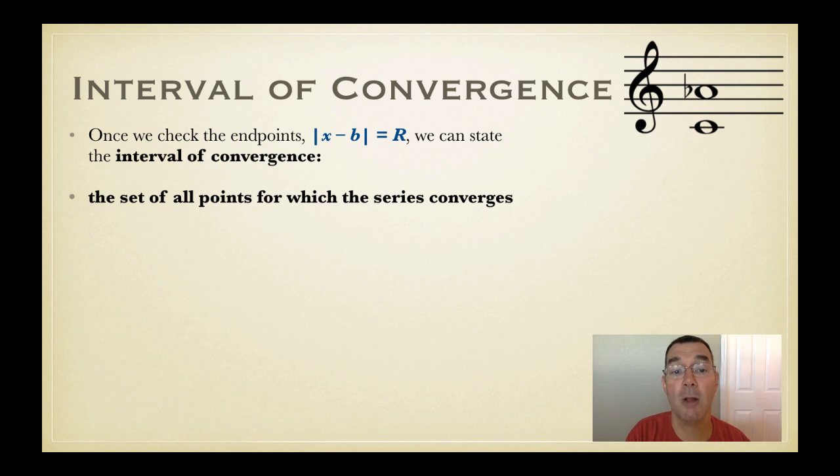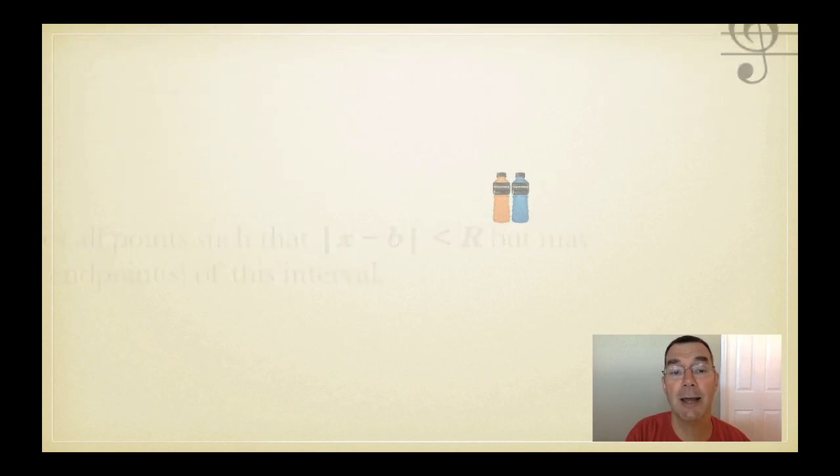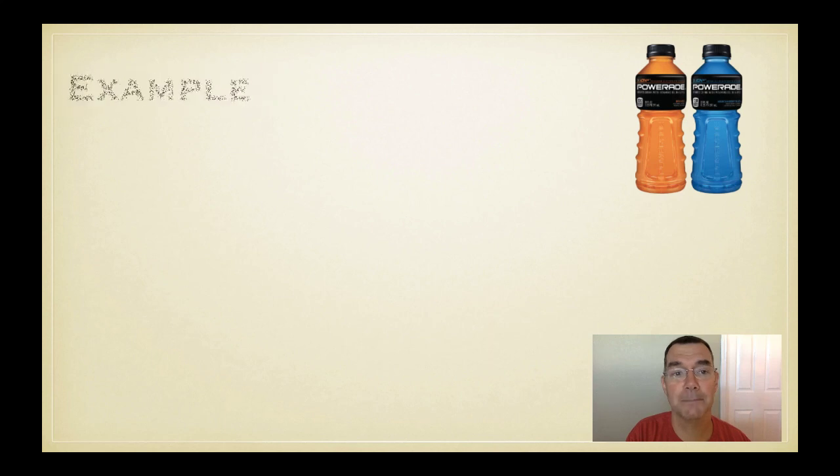And that's the set of all points for which the series converges. It includes all the points where the absolute value of x minus b is less than R, but it may also include endpoints on that interval as well.